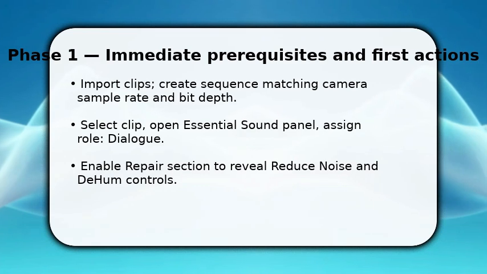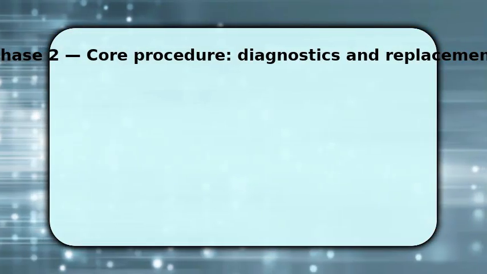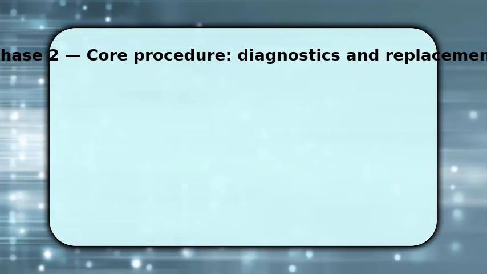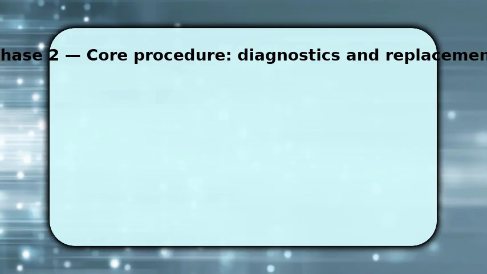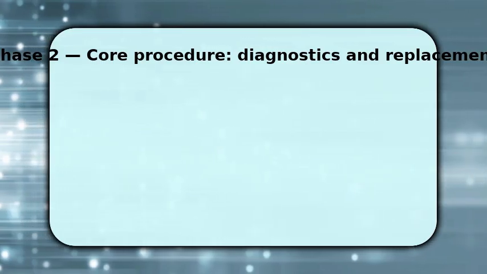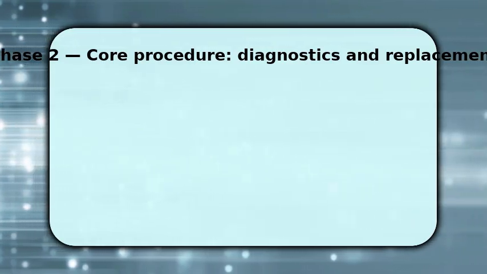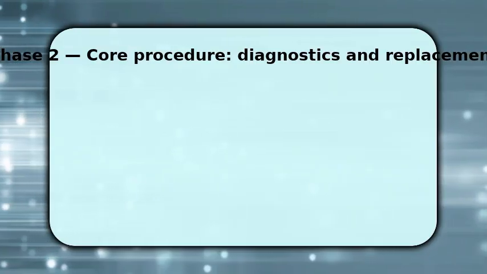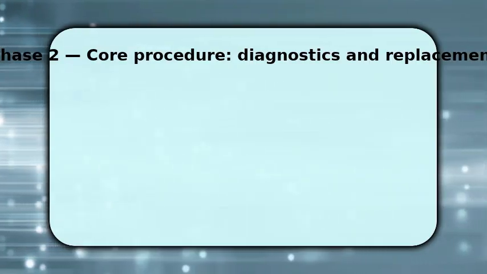With the clip assigned, move the Reduce Noise slider slowly while playing the section. Small increments matter. Listen for artifacts and breathiness. If you have a low-frequency hum, engage the hum and dial its frequency and depth. If room echo remains, add just a touch of the reverb.